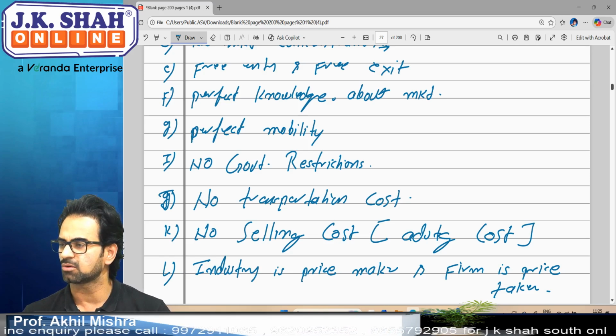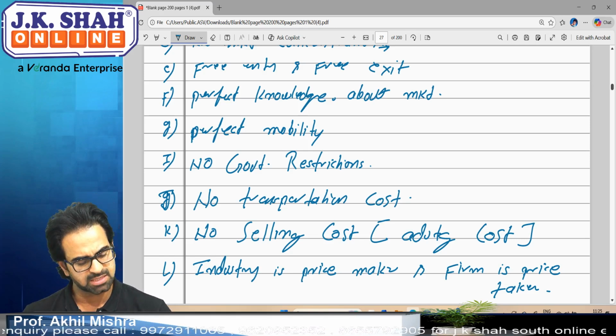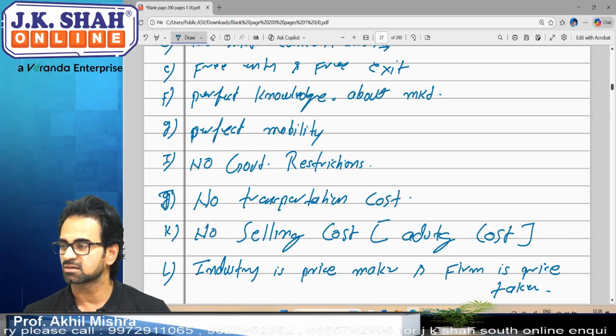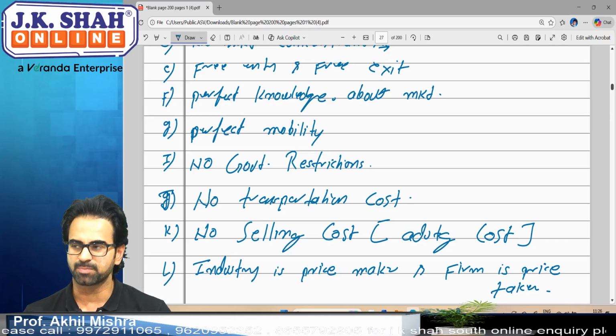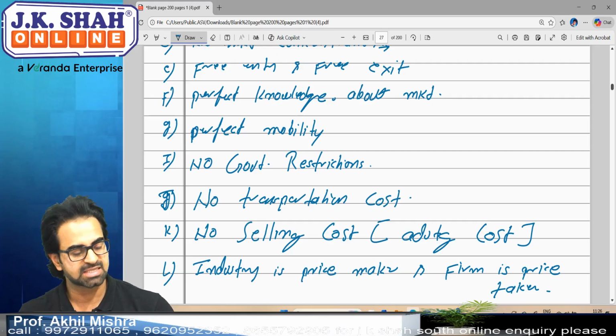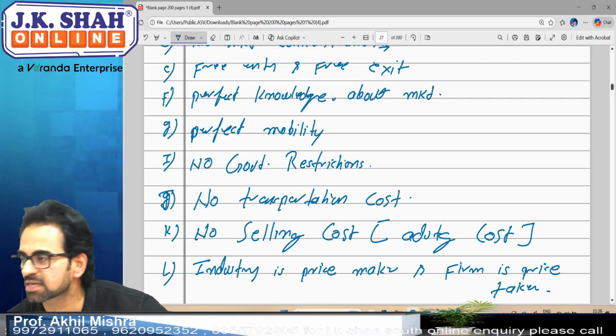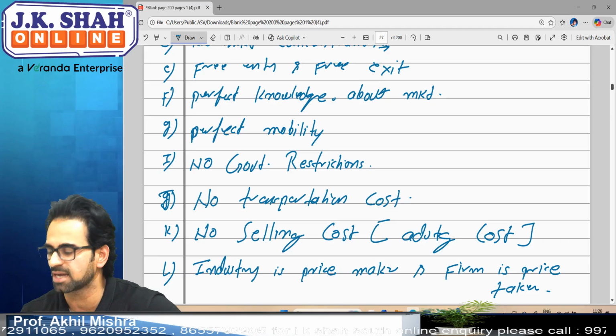Can you read our last point, sir? Industry is a price maker and firm is a price taker. Means industry makes the price and firm just accepts that price. We're going to make a diagram on the basis of it.